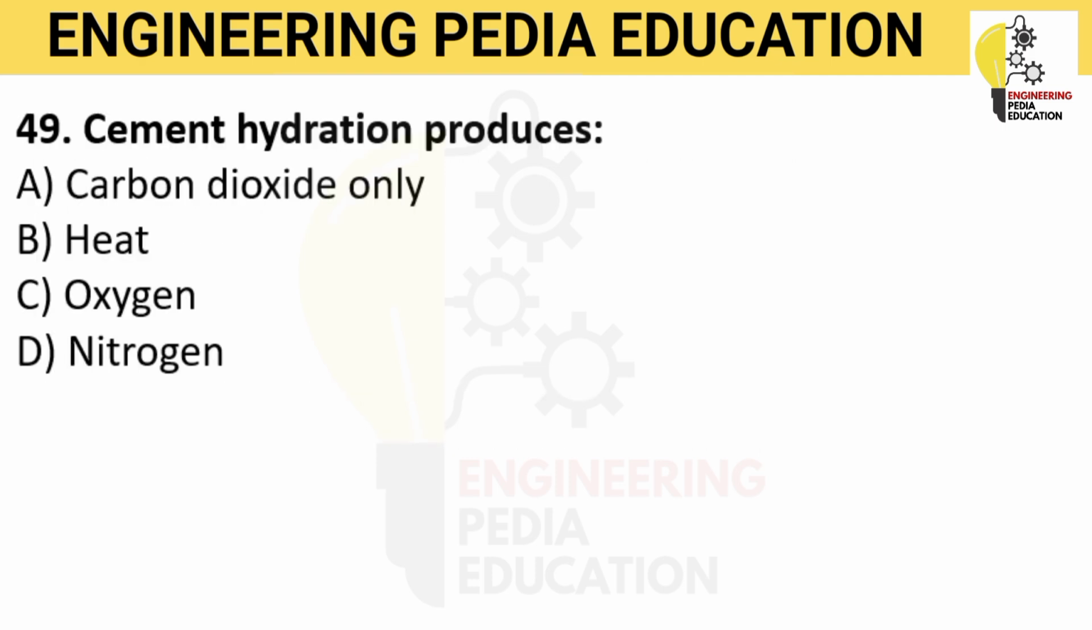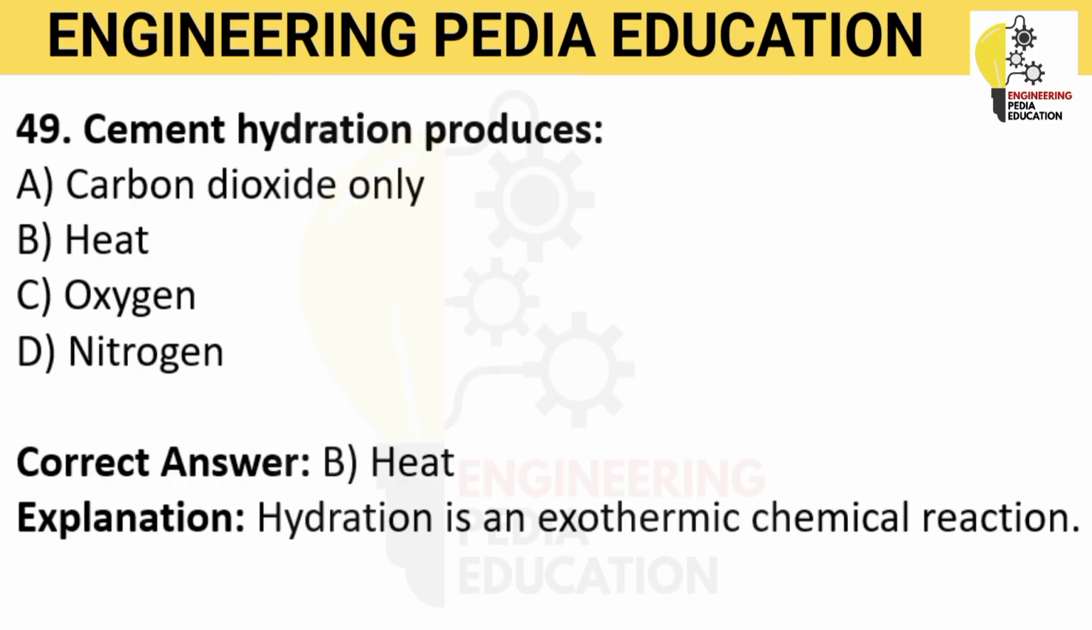Cement hydration produces carbon dioxide, heat, oxygen, nitrogen. So the correct answer is heat. Hydration is an exothermic chemical reaction due to which heat is produced in cement. An exothermic chemical reaction is a reaction in which heat is evolved, not involved.